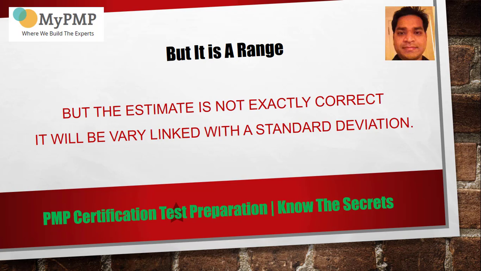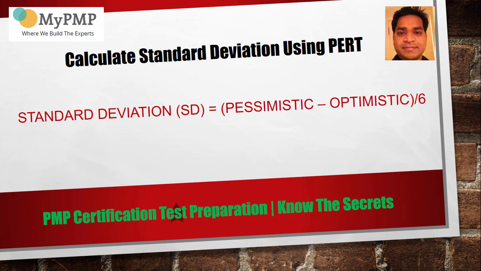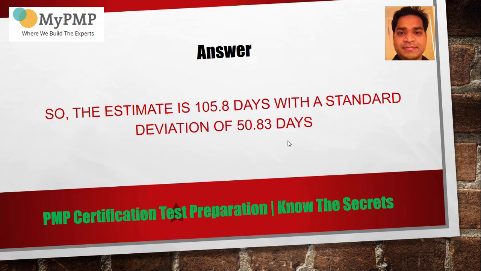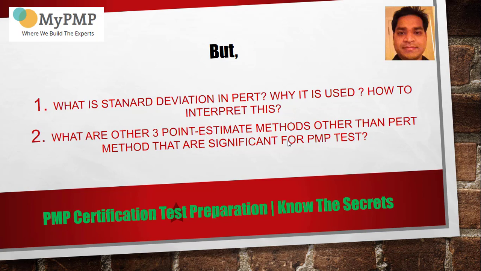So by using PERT, we can also calculate the standard deviation. And the formula for standard deviation is you take the pessimistic value, subtract the optimistic value, and divide by 6. How it is derived, you don't need to focus on right now, I'll tell you that later. But just remember this formula: if you're using the PERT technique for coming up with a 3-point estimate using a beta distribution, then the standard deviation can be calculated by pessimistic minus optimistic divided by 6. Now, given 350 minus 45 divided by 6, that comes to 50.83. So the estimate is 105.8 days with a standard deviation of 50.83 days. So that should be the answer.